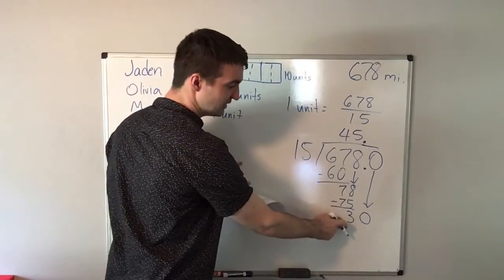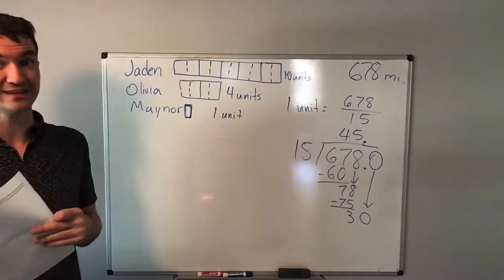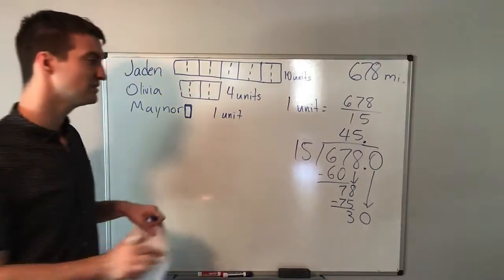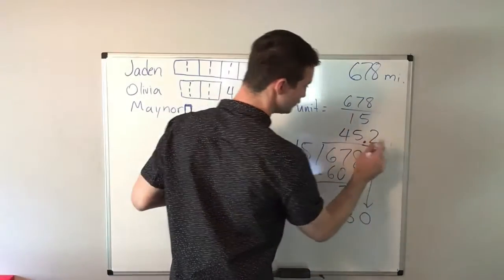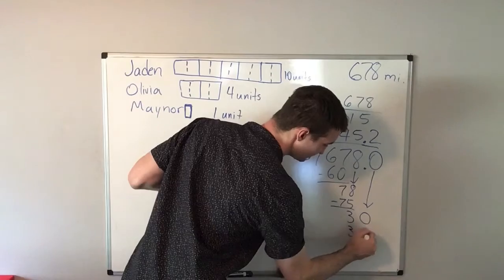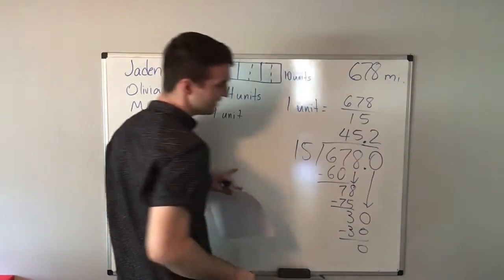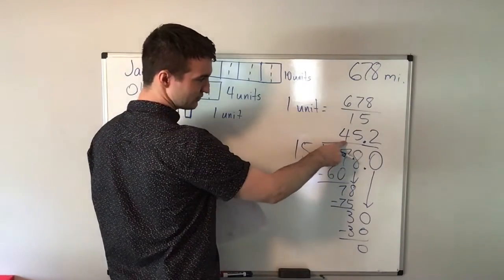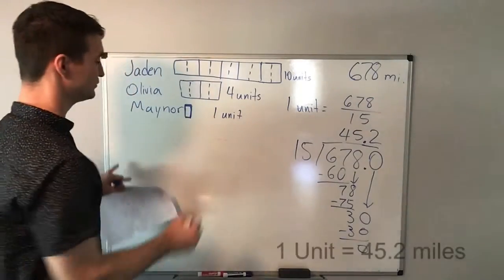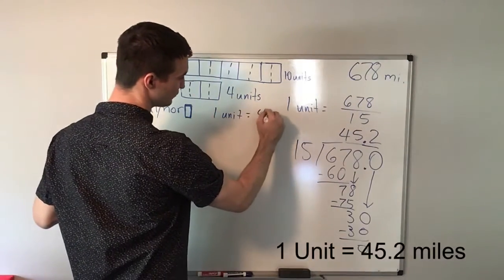15 into 30. Can 15 go into 30 evenly? It can. It can go in twice. So I'm going to put my 2 up here. 2 times 15 is 30. And then I've got my answer for 1 unit, 45.2. So 1 unit is just 45.2.